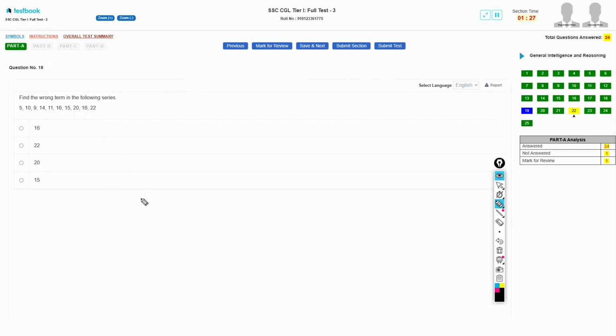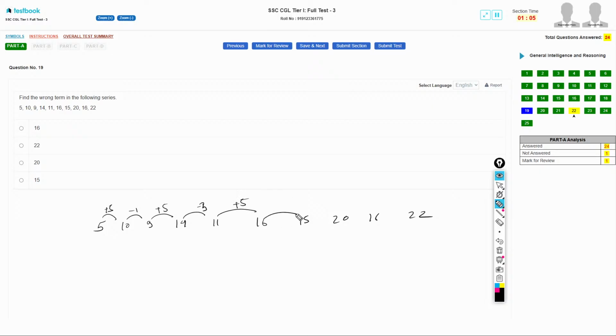This one, wrong term, right? So 5, 10, 9, 14, 11, 16, 15, 20, 16, 22. So plus 5, minus 1, plus 5. It should have been minus 1, right? So minus 3, plus 5, minus 1, plus 5, minus 3 should have been 17, and then plus 5. So 16 is wrong.